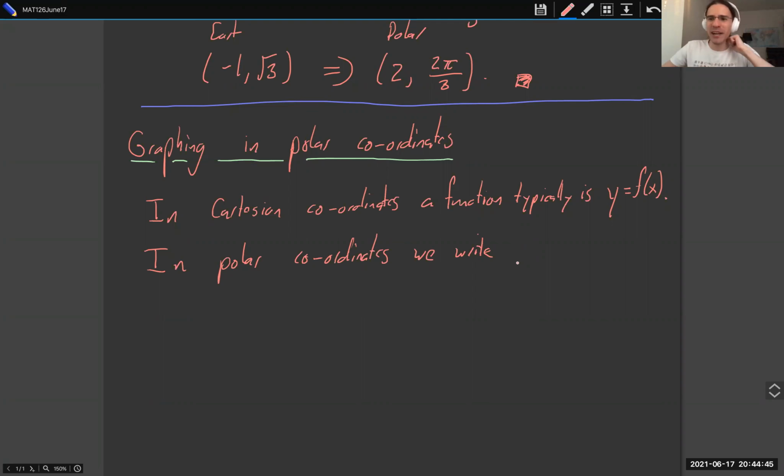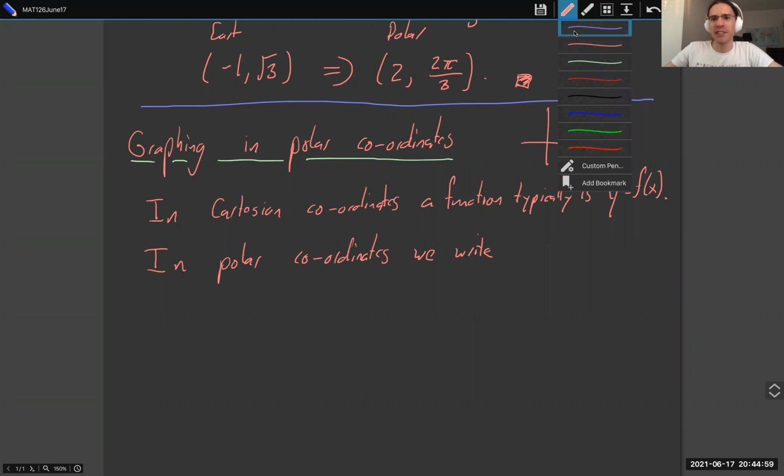So are we going to give the radius as a function of theta, or theta as a function of the radius? Theta as a function of the radius? Well, what would that look like? That would mean that at each radius, we have a theta. That would mean that at every single radius, we'd have to have some angle.